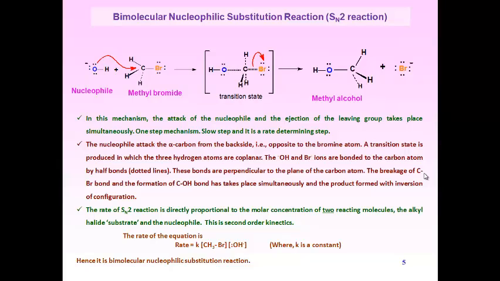The rate of the SN2 reaction is directly proportional to the molar concentration of two reacting molecules, that is, the substrate alkyl halide and the nucleophile. So it is second order kinetics and is also called bimolecular nucleophilic substitution reaction.